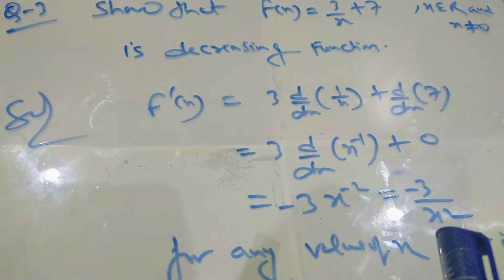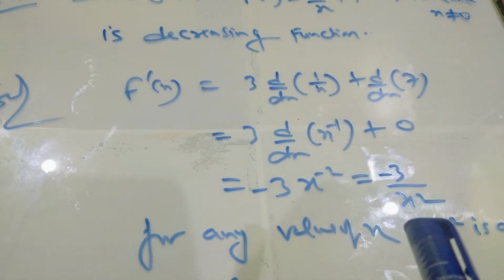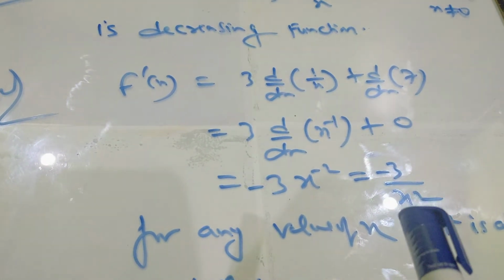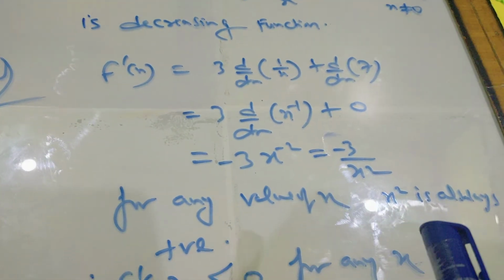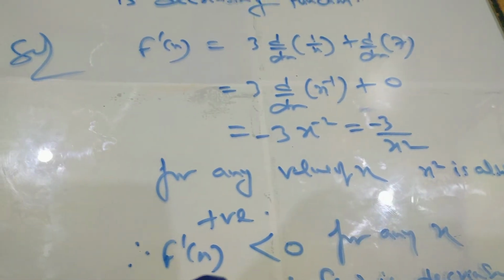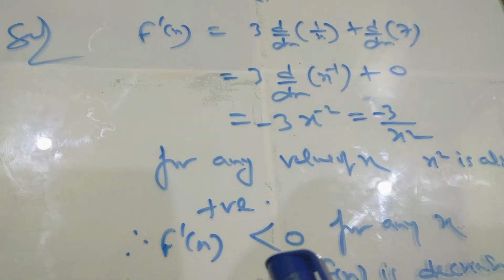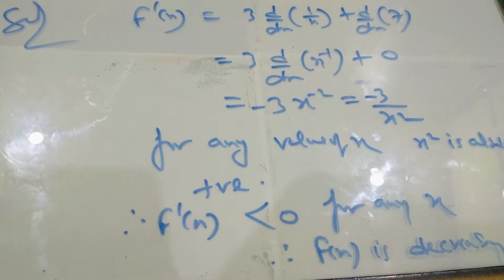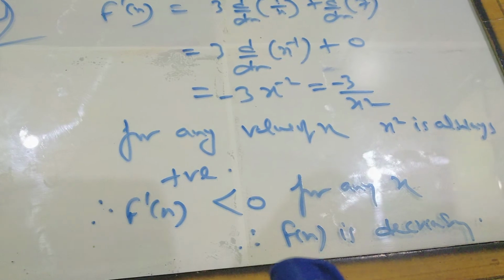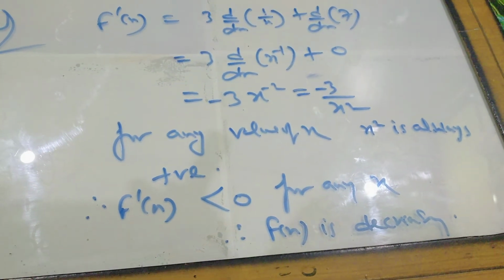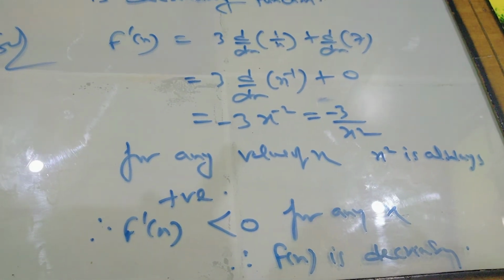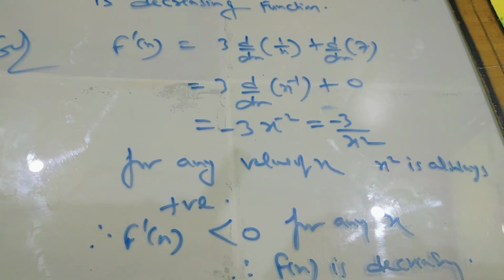Here, in the denominator x square is given, so x square is always positive. Therefore f dash x is less than 0 for any value of x. Hence we can say f(x) is a decreasing function. So take the hint from these questions and try to solve questions based on increasing and decreasing functions. Thank you.